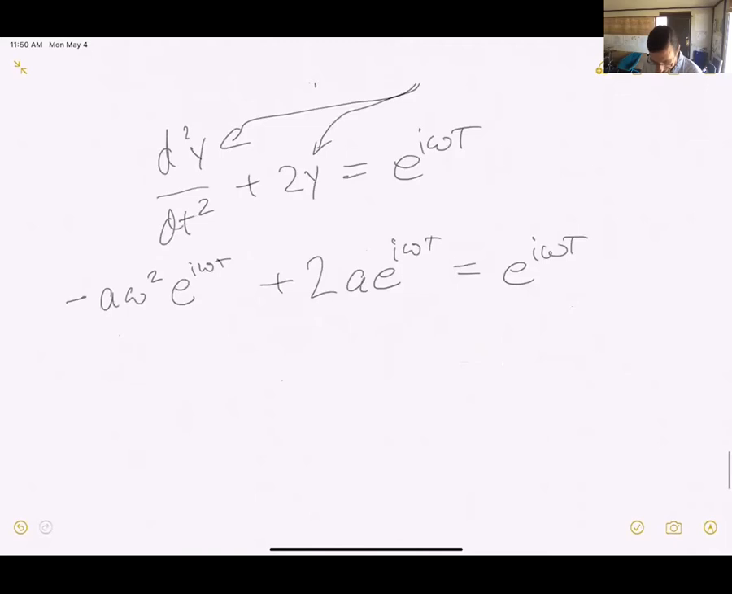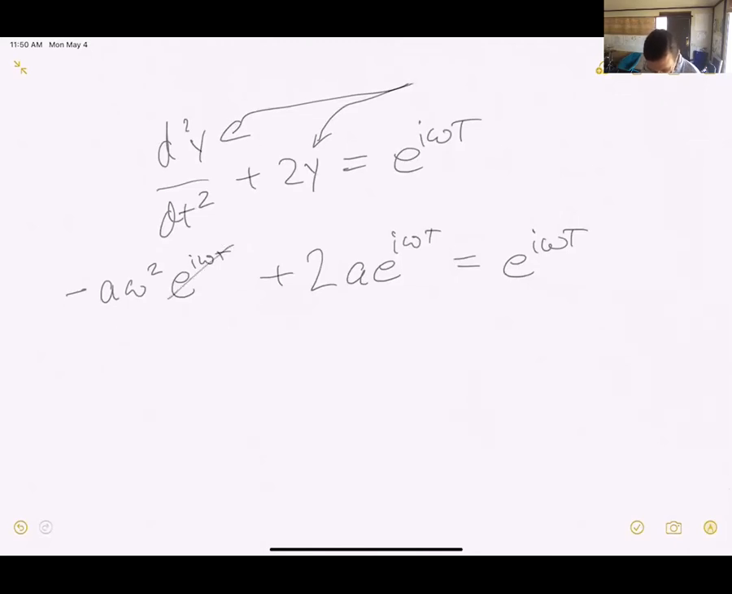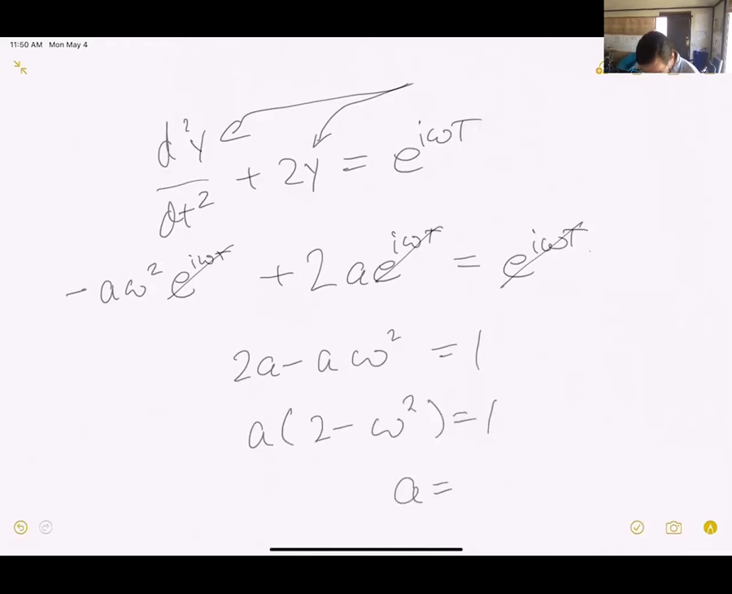Good. All right. So we can divide everything by e to the i omega t. And now we just get 2a minus a omega squared equals 1. So a times 2 minus omega squared equals 1. So a equals 1 over 2 minus omega squared.